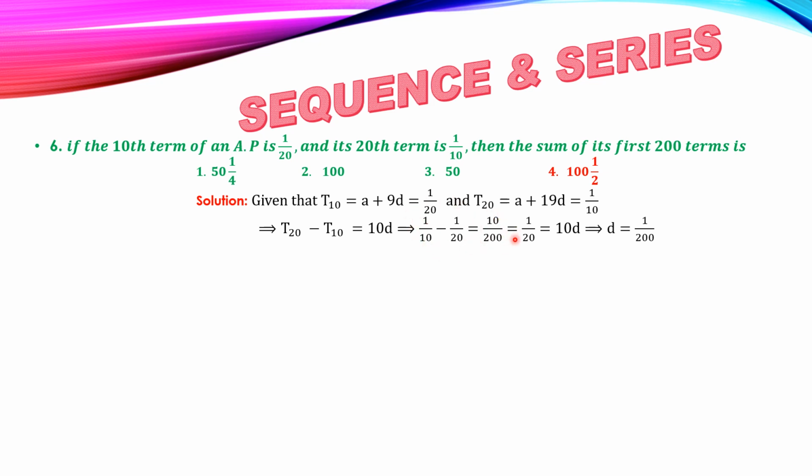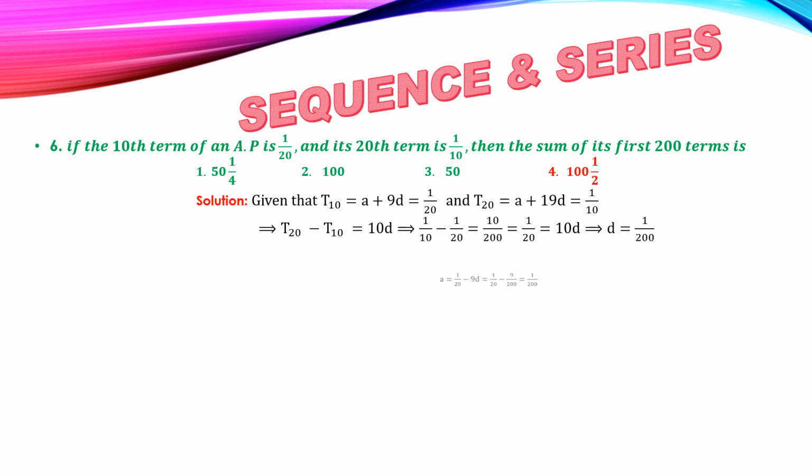That equals, the zeros cancelled, 1 by 20. So 1 by 20 is equal to 10d. Therefore the value of d is 1 by 200. From T10 equals a plus 9d equals 1 by 20.